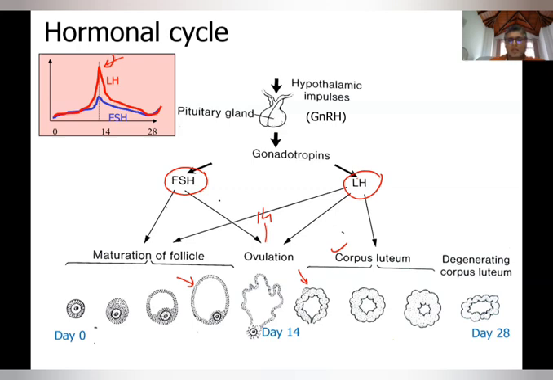So this is day 0, 14, and 28. Here, under the influence of FSH, the cells outside the ovum in the follicle, which are called theca cells, produce estrogen. So during the first 14 days, the estrogen level is high. Then under the influence of LH, after day 14 to 28, the corpus luteum will produce more progesterone than estrogen. So the progesterone level is high during the second two weeks of the cycle. Remember this point, it is important for the rest of the discussion.